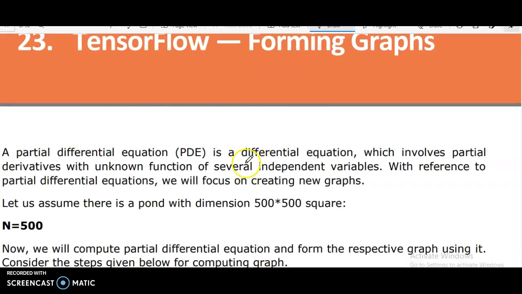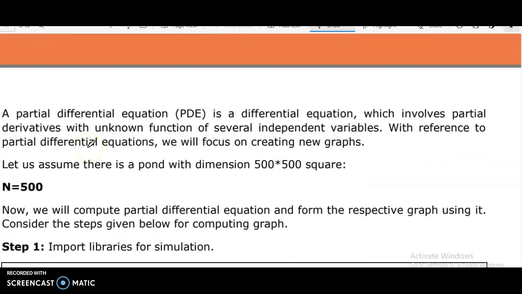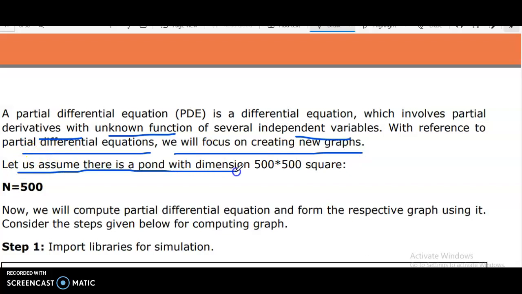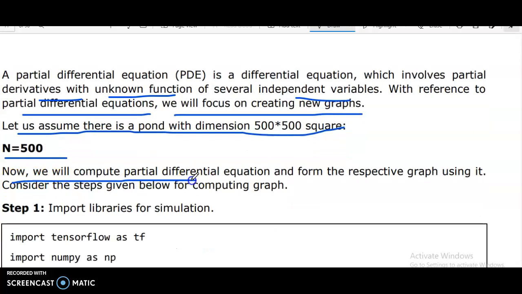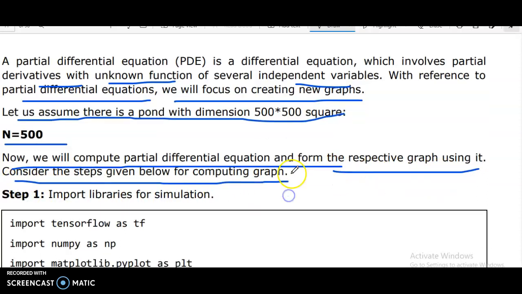TensorFlow for forming graphs. A partial differential equation is a differential equation which involves partial derivatives of an unknown function of several independent variables. With reference to partial differential equations, we will focus on creating new graphs. Let us assume there is a pond with dimension 500 by 500 square, N equal to 500. Now we will compute the partial differential equation and form the respective graph using the steps given below.